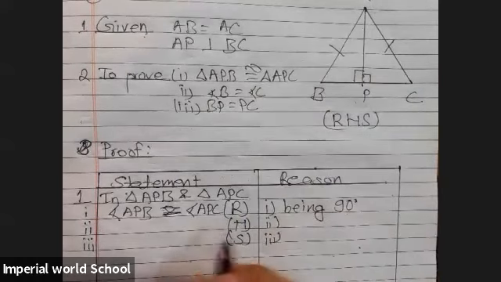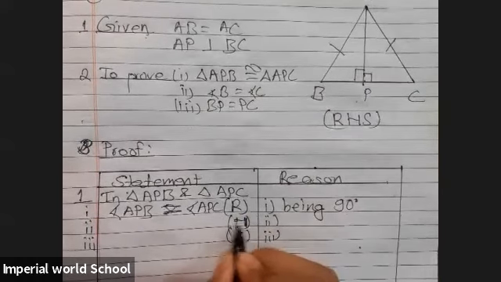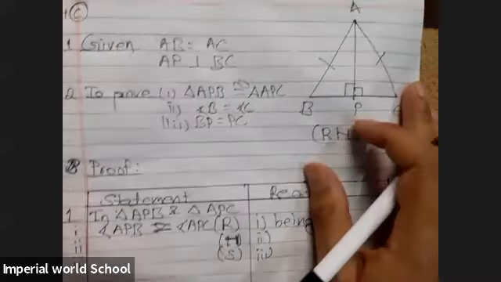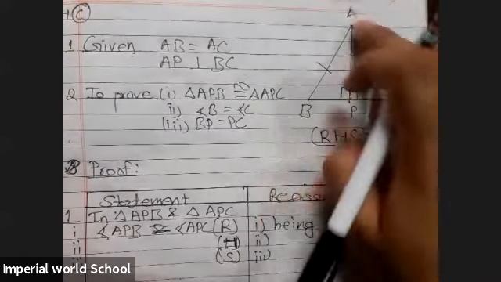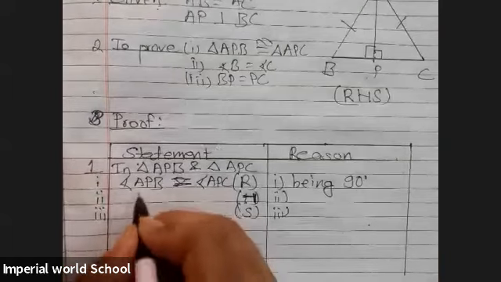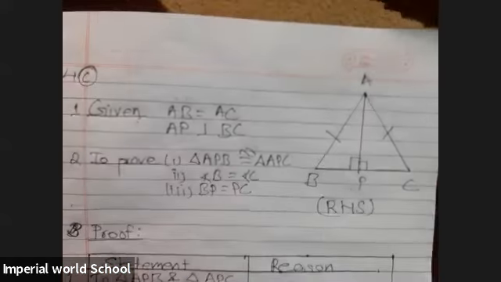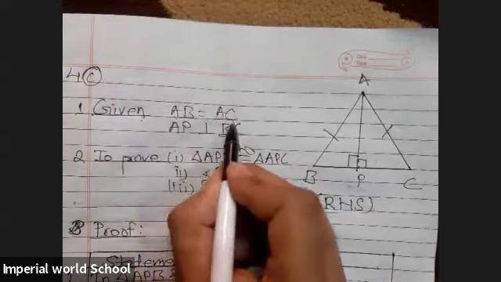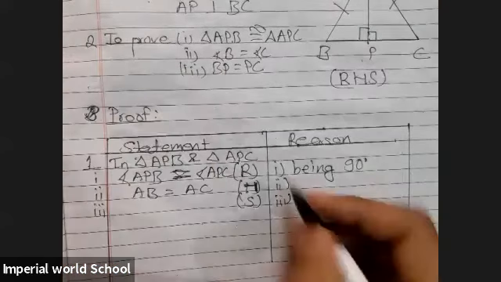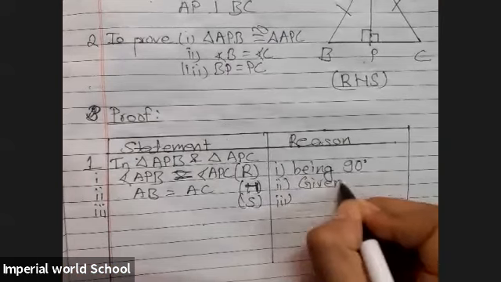Now the second one is the hypotenuse pair. Which two hypotenuses are here? Of course these are the hypotenuses. So you are going to write here AB equals AC. This is actually given by the question. You can see in your given section AB equals AC. So the reason is going to be given.